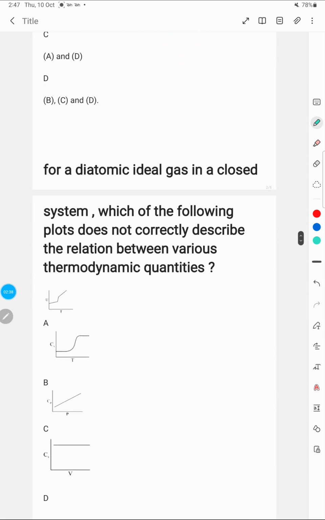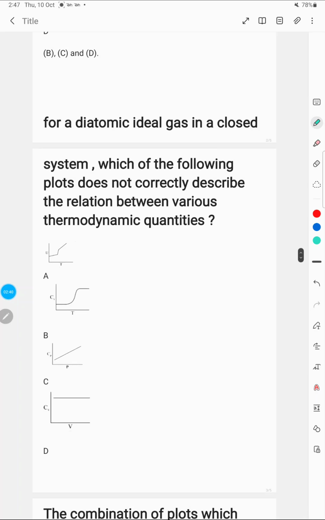Next, for a diatomic ideal gas in a closed system. Okay, first of all, this is your closed system. Which of the following plots does not correctly describe the relation between various thermodynamic quantities? Okay, what we have taken is a closed system.